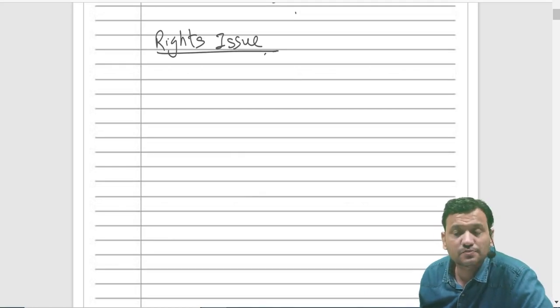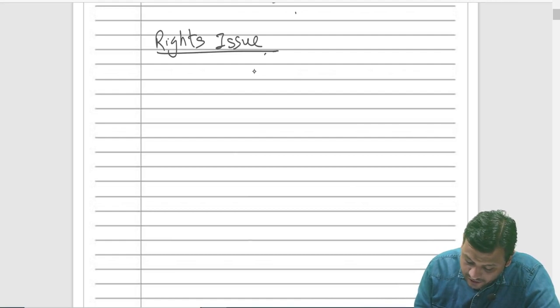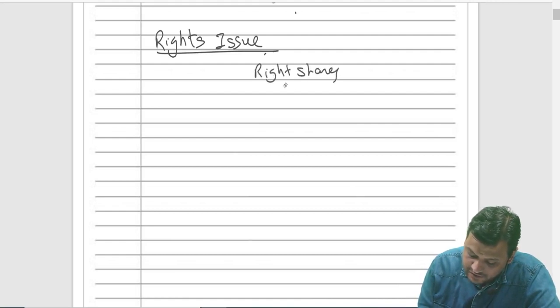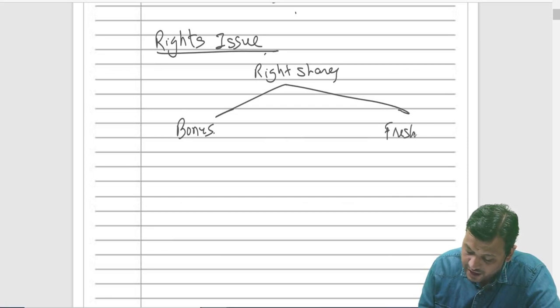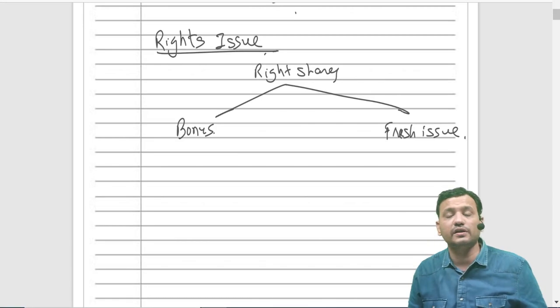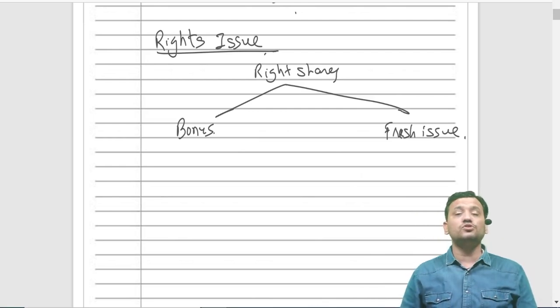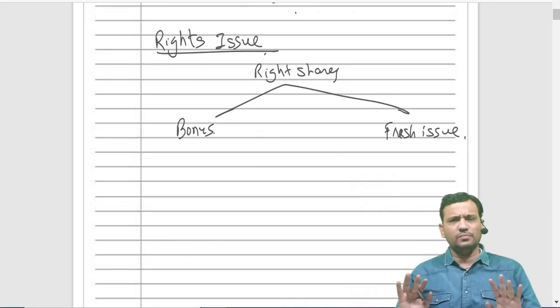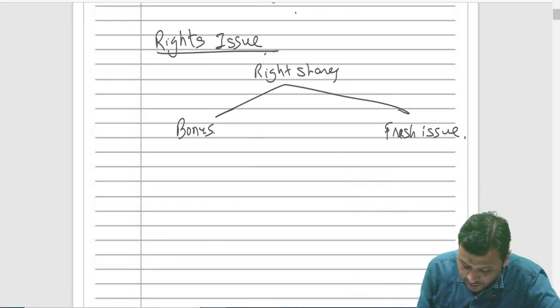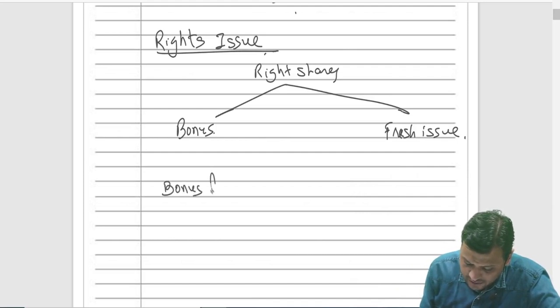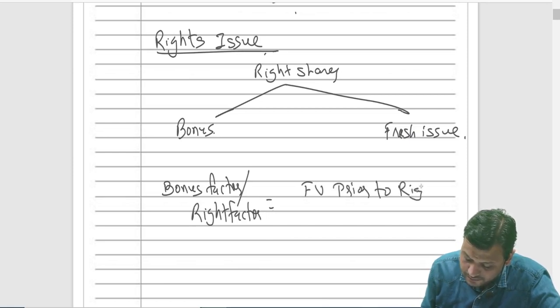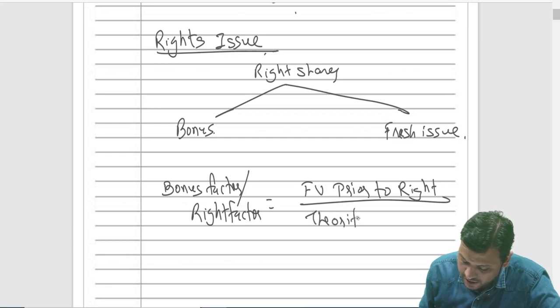What are we supposed to do for rights issue? Whatever right shares are there, we should bifurcate into an equivalent number of shares as bonus and an equivalent number of shares as fresh issue. We are going for a rights issue only, but only for the purpose of accounting, the standard says how many shares you are giving as fresh issue and how many shares you are giving as bonus issue. Do that equivalence, only for the purpose of calculating EPS. So for that, you have something known as the bonus factor, or I can say the rights factor. What was that rights factor? If you remember the formula, fair value prior to rights divided by theoretical ex-rights price.